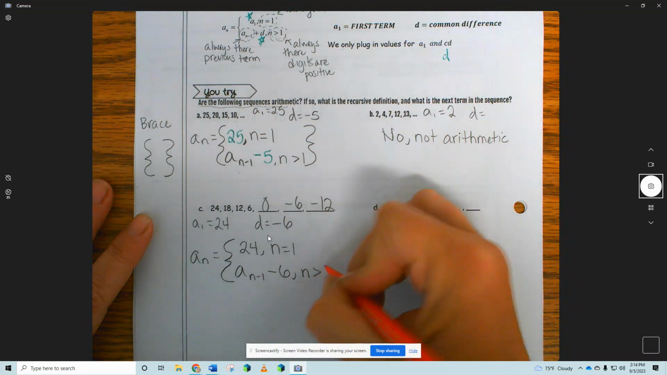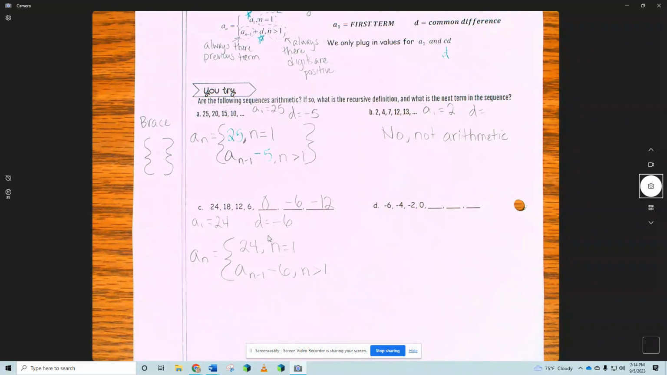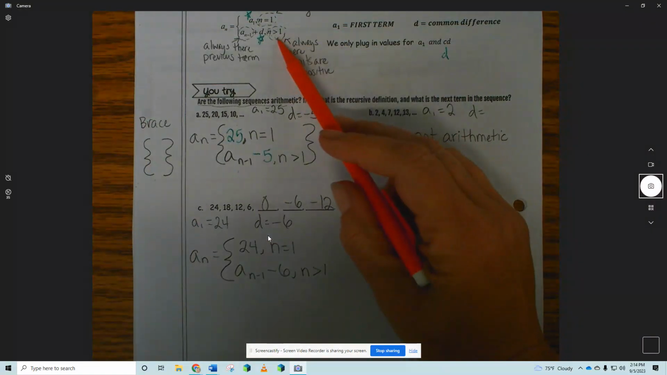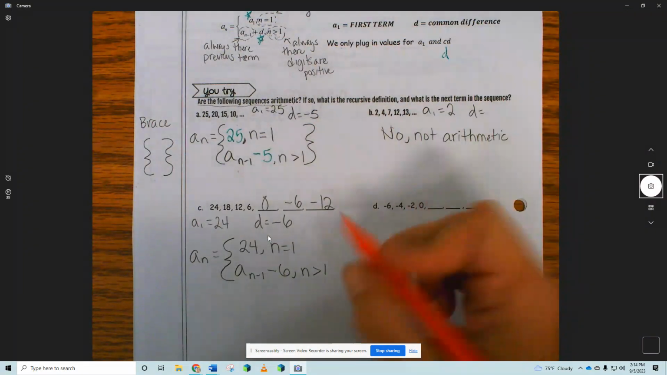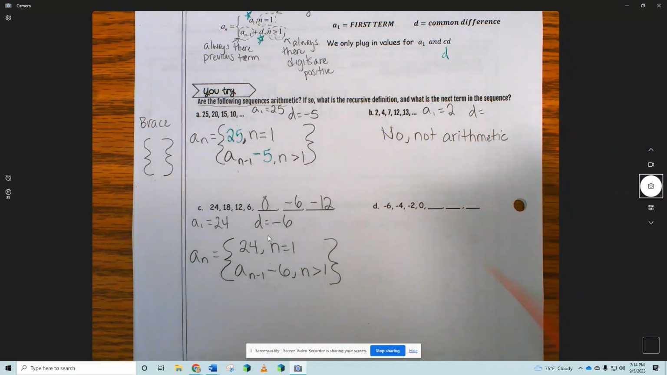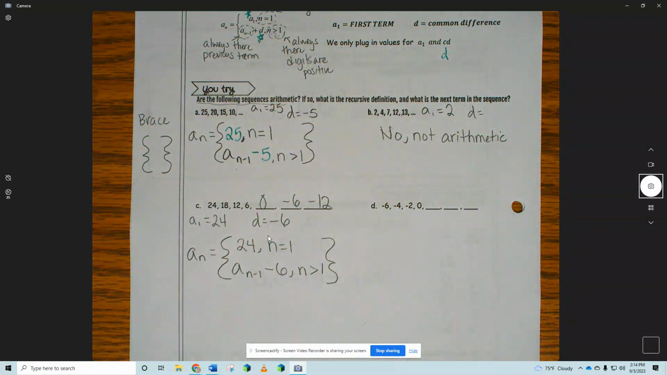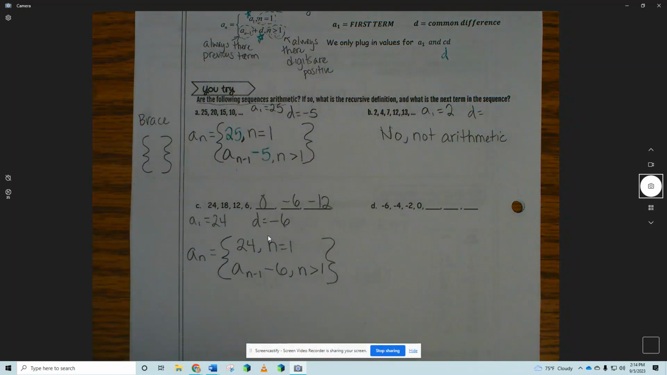Do you always have the n is greater than 1 no matter what equation? Yes, because it's part of the formula up here. Okay. Close your brace. All you're doing is plugging in the first term and how it changes. A sub 1, first term, and the D, common difference. Okay? All right.